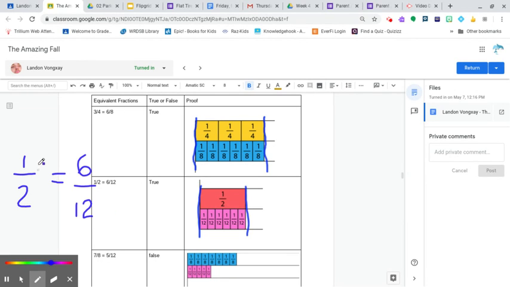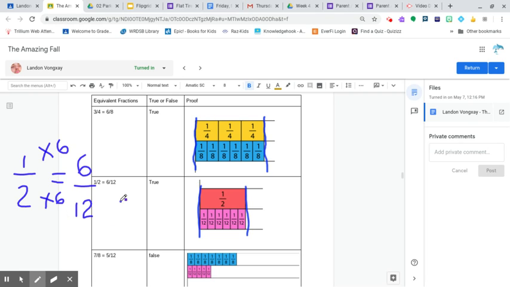So what I'm saying is that one becomes six. How do you go from one becomes six? Well, you can times it by six, which will give you six. So whatever you do to the top, you do to the bottom. And the reason why you do that is because it is an equal sign. This equal sign means left side equals right side. And if that's the case, it should make sense. So 2 times 6 is 12. That's why that one makes sense.